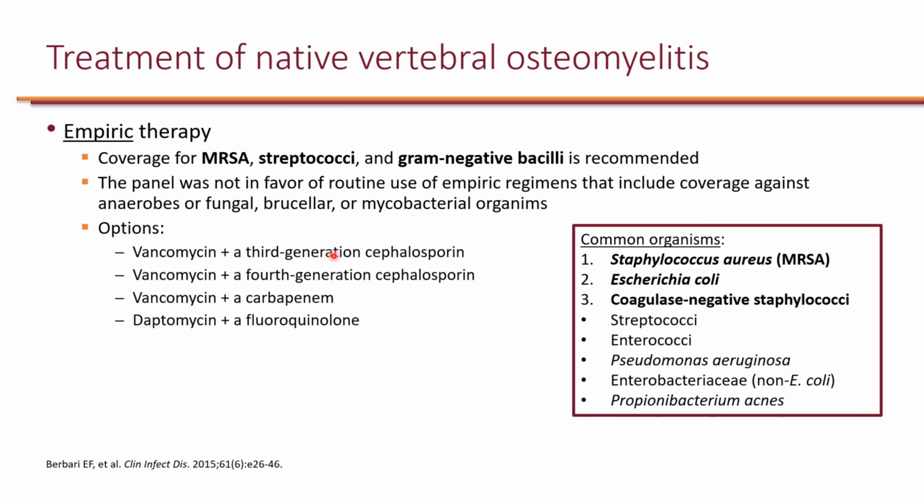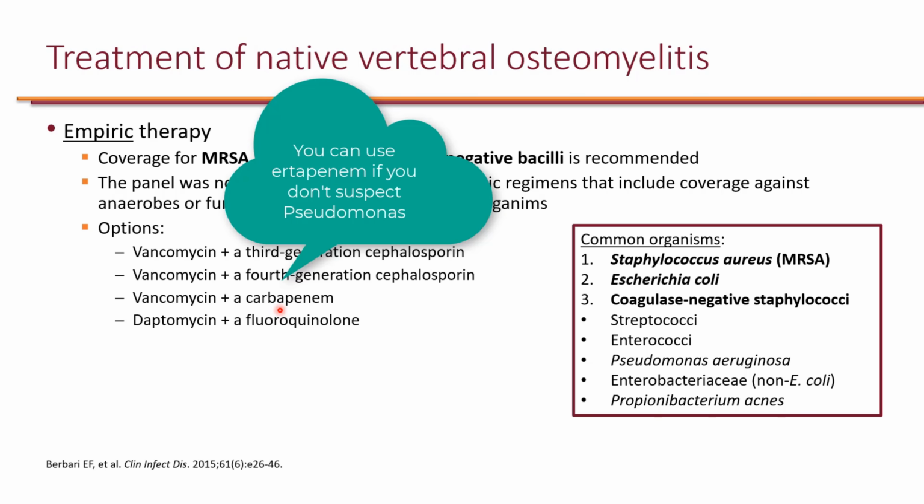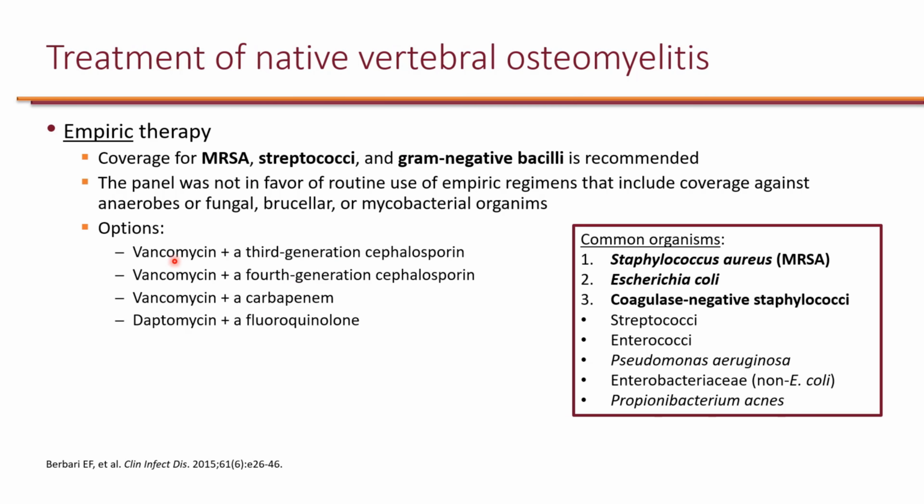Now, if you suspect that your patient can actually have Pseudomonal infection, then vancomycin plus a fourth generation cephalosporin like cefepime would be recommended, unless you're using ceftazidime as a third generation cephalosporin, which would cover Pseudomonas empirically. And of course, if you suspect multi-drug resistant Pseudomonas in your patient, then your option would be a carbapenem, with the exception of ertapenem because ertapenem does not cover Pseudomonas. And for those who have anaphylactic beta-lactam allergy, we can replace beta-lactams with a fluoroquinolone, as well as those who cannot tolerate vancomycin, they can receive daptomycin instead.